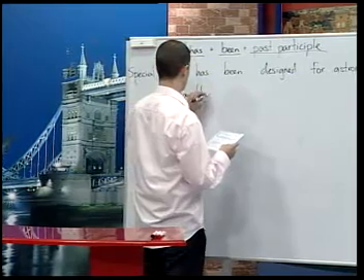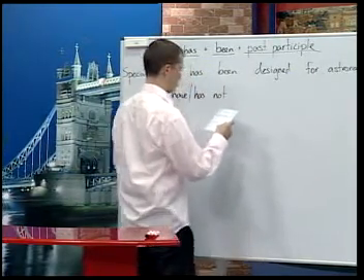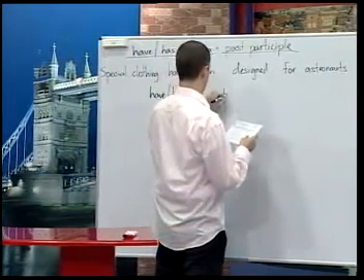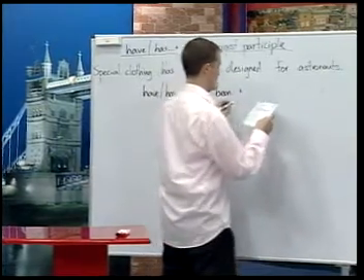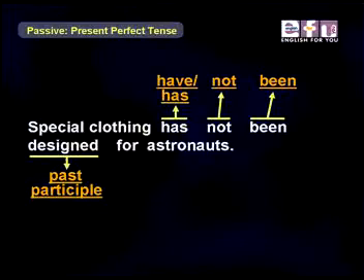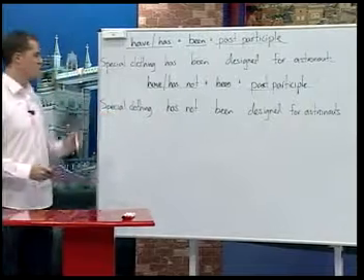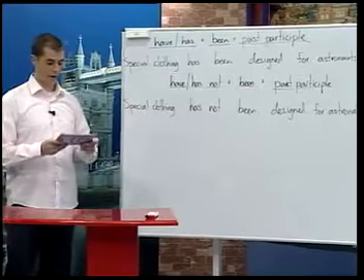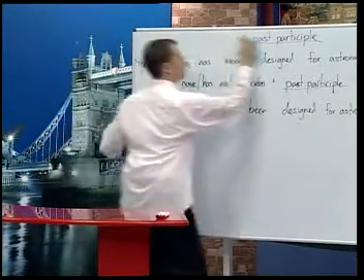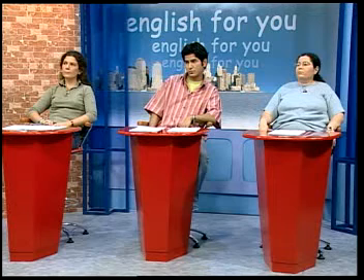Have, has not, plus been, plus past participle. So, for example, special clothing has not been designed for astronauts. Okay, let's take this off the board and have a look at yes/no questions.